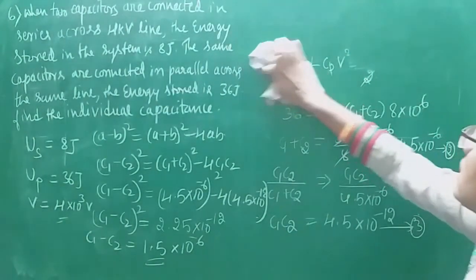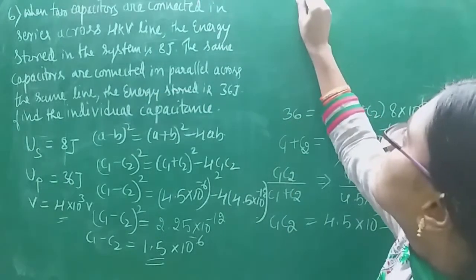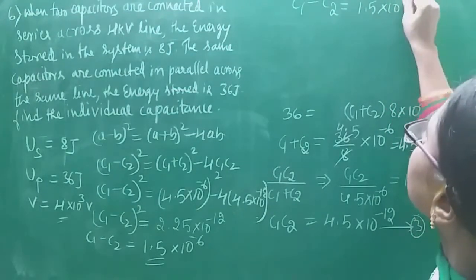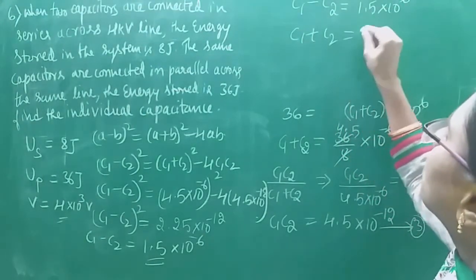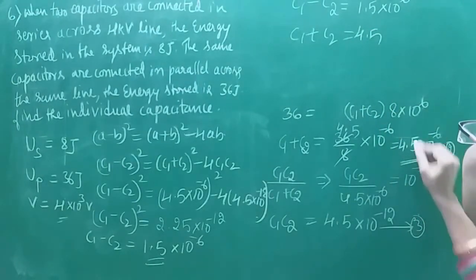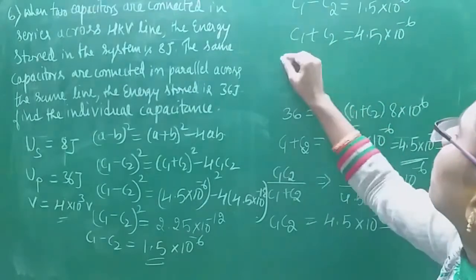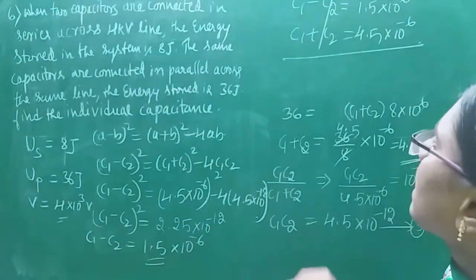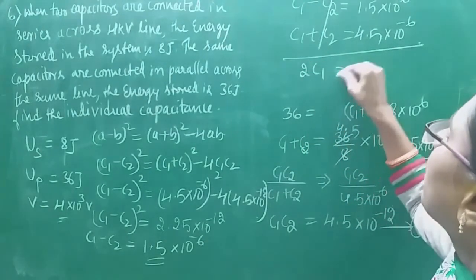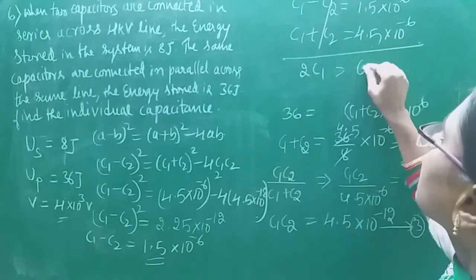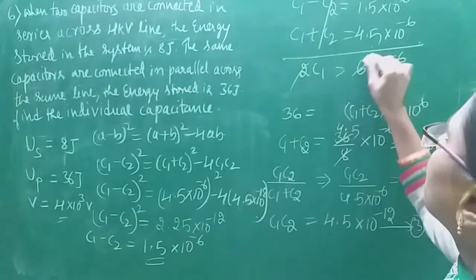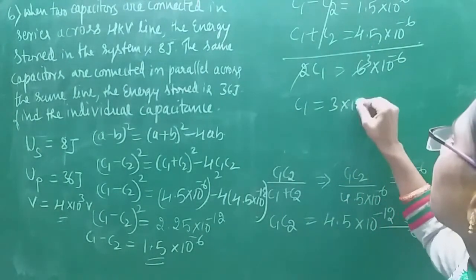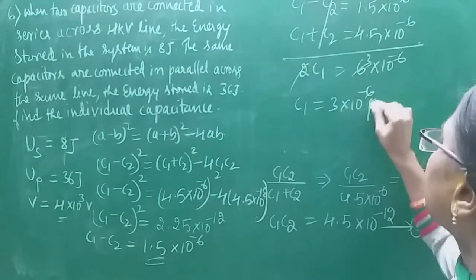By using that, we can easily calculate the individual capacitances. C1 minus C2 is equal to 1.5 into 10 to the power of minus 6. C1 plus C2 is equal to 4.5 into 10 to the power of minus 6. Okay, if we add these two, plus C2 and minus C2 get cancelled, C1 plus C1 is 2C1. 1.5 plus 4.5 is 6 into 10 power minus 6. 2 ones are 2, 2 3s are 6. So we get C1 is equal to 3 into 10 to the power of minus 6 farad.